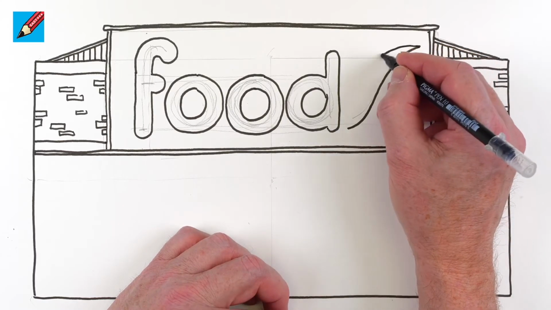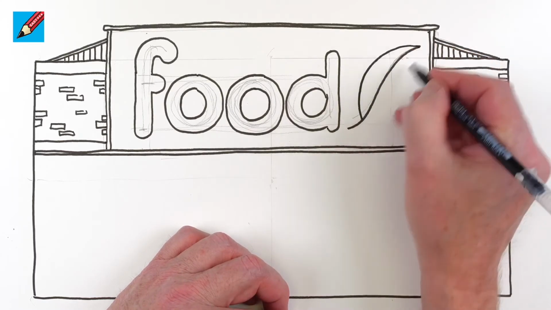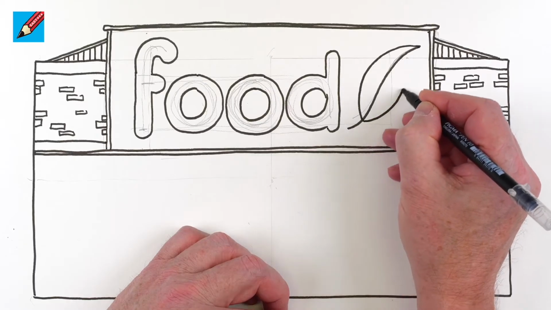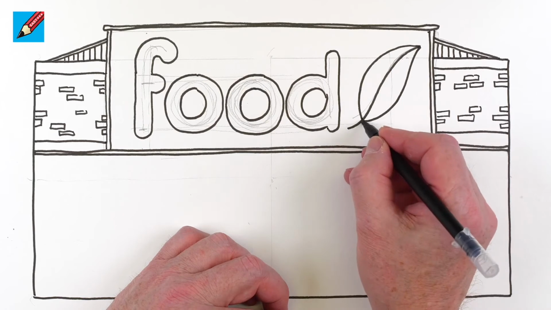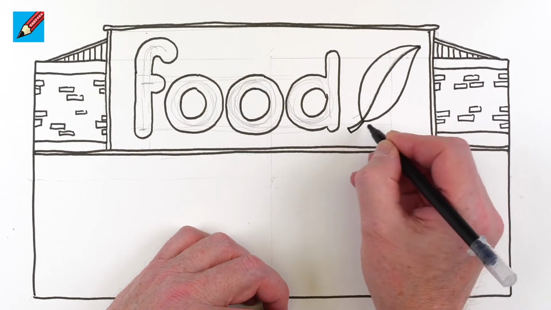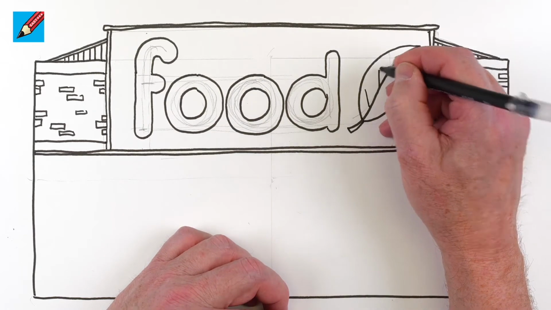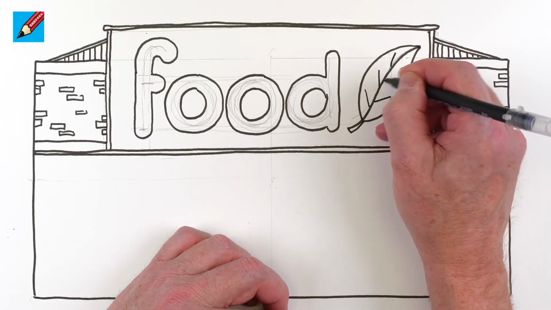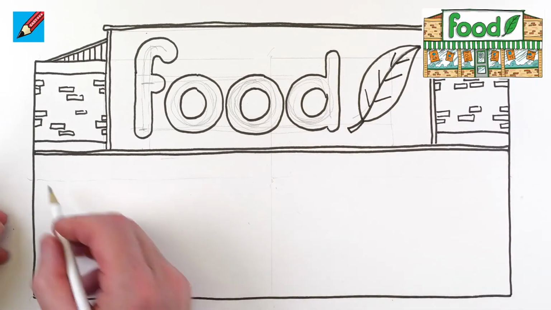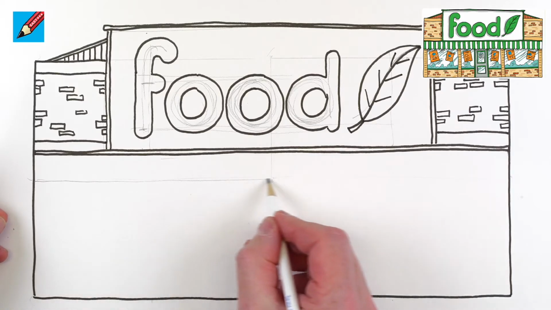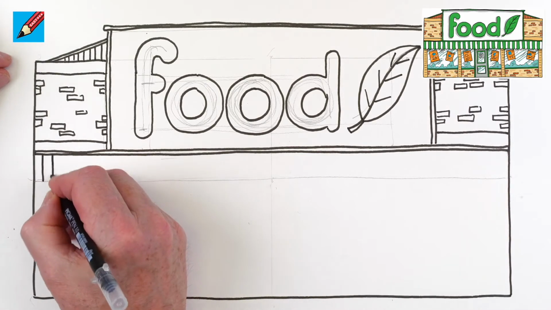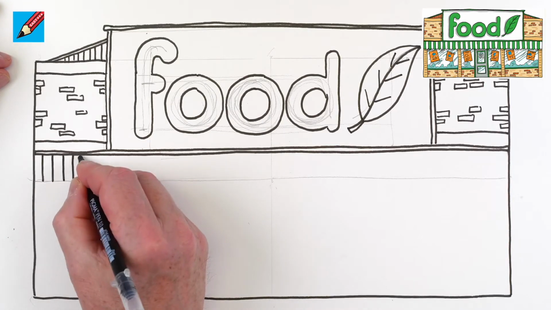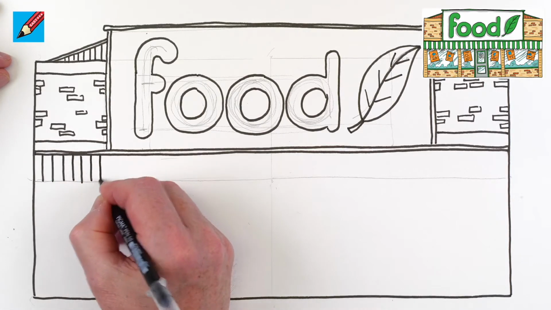And then we're going to come around like that. So this is going to be a kind of leaf shape, which is a good shape for a grocer's, I think. We do a little tag like that, and then we go 1, 2, 3, 1, 2, 3, like that. And then let's put a line right the way across there. That is the original middle line. And we are going to draw a canopy, a stripy awning.